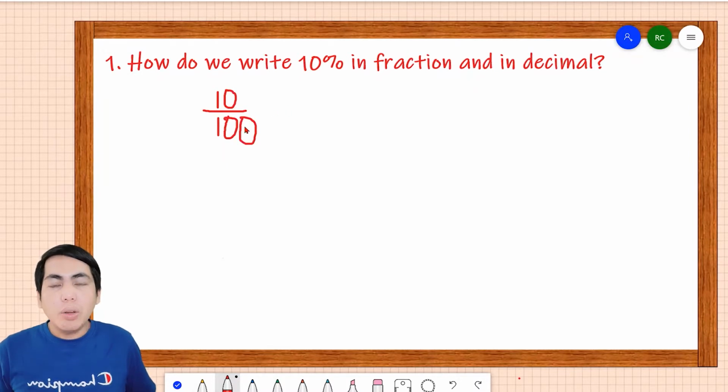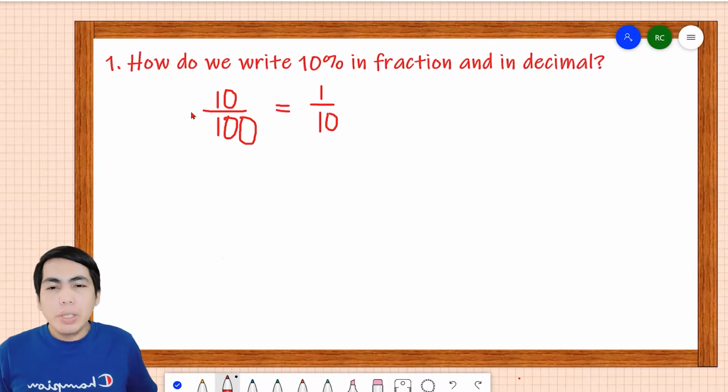So 10 over 100, we can reduce it to 1 over 10 by dividing both the numerator and the denominator by 10, since 10 is the GCF of 10 and 100, to give us 1 over 10. So the fraction equivalent to 10% is 10 over 100, or 1 over 10.